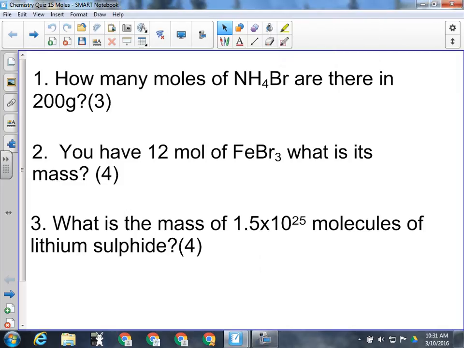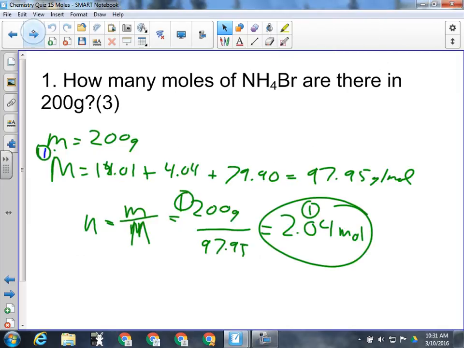Alrighty, let's have a look over these here. Okay, so for question number 1, we've got ammonium bromide. All right, so we've got 1 nitrogen, 4 hydrogens, 1 bromine, and we're looking for how many moles there are in 200 grams. So you can give them a mark here first for their givens.